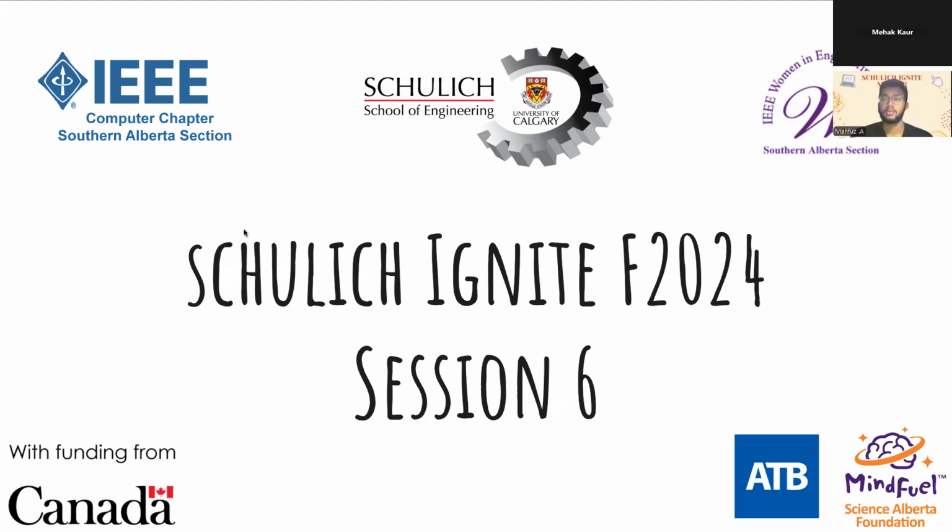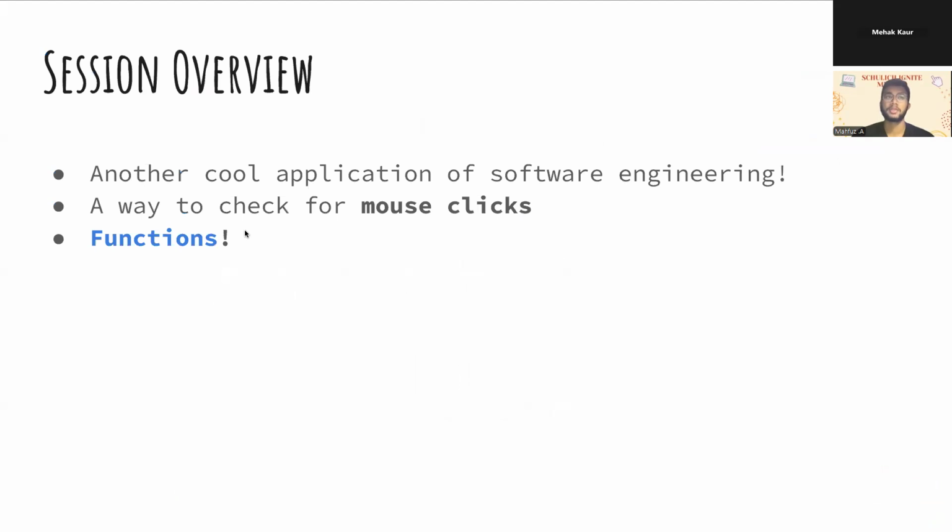Okay, awesome. So let's get started with the lesson. Today is session six. So what are we going to talk about today? Some things we're going to talk about are some cool applications of software engineering, a way to check for your mouse clicks, and we're going to be talking about functions today as well. So it's going to be a pretty interesting class. Let's get started.